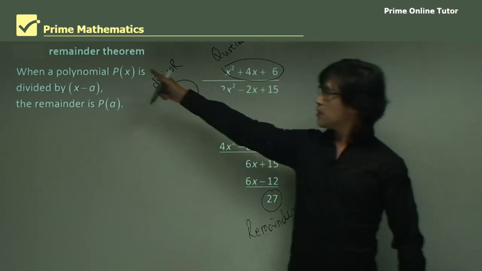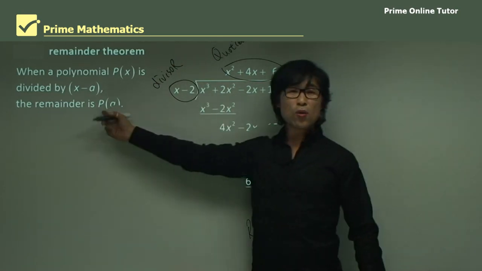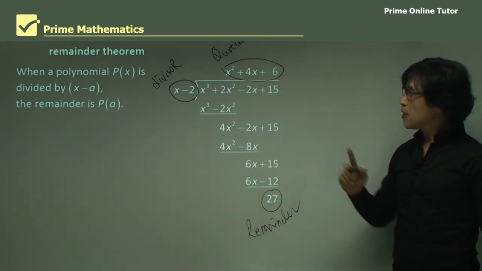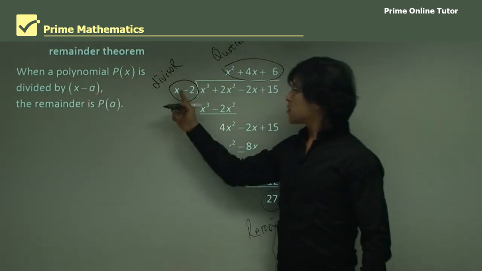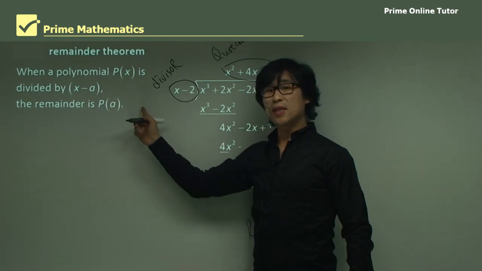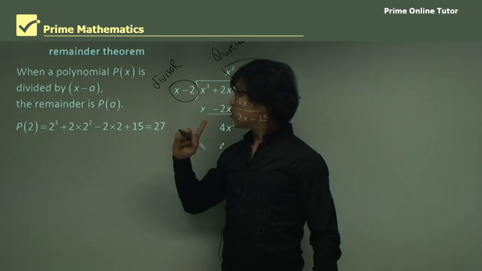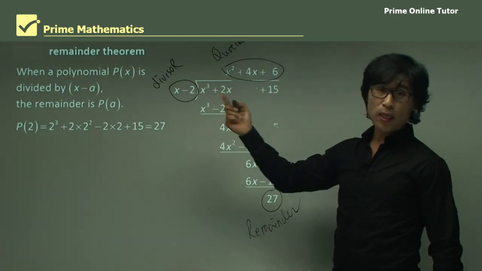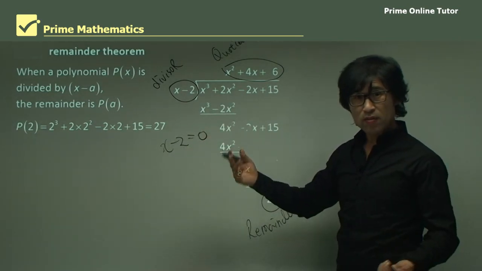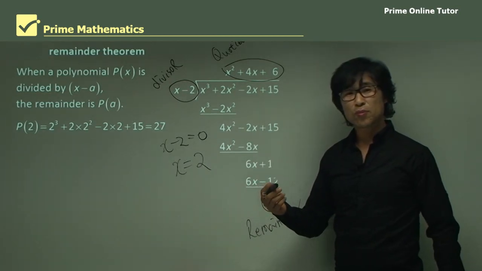But if your question asks you to find only the remainder, you do not have to perform a long division like this one. When you divide by x minus a, say x minus 2, the remainder will be P(a), which is P(2) in this case. So let's have a look at what P(2) is. How do you know it's 2 and not negative 2? Set x minus 2 equal to 0, which is the divisor, and we get the value that we substitute into the polynomial over here.